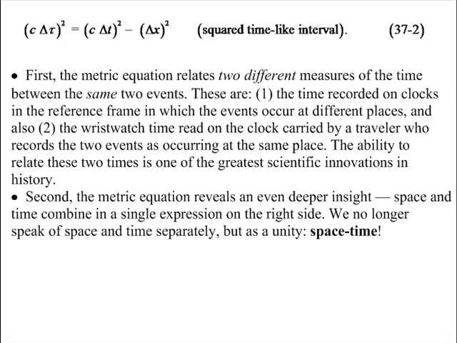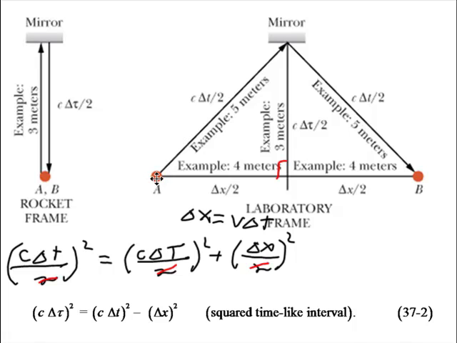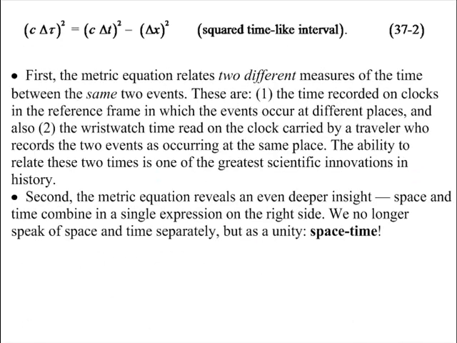There are several important results to be noticed from this equation. First, notice that even though we're talking about the same two events, light leaves point A, light joins point B, the time between them is not the same. The time recorded on clocks in the laboratory or on clocks in the spaceship are different. So we no longer have that sense that time is the same in all frames of reference.